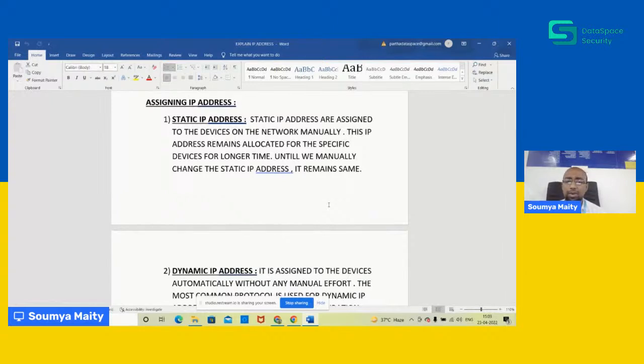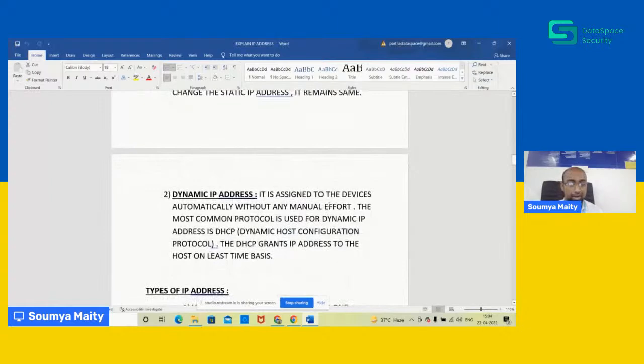Static IP addresses are assigned to devices on the network manually. So we can manually set the IP address in systems. These IP addresses remain allocated to the specific device for a longer time, until we manually change the static IP address. It remains the same. Next is dynamic IP address. It is assigned to devices automatically without any manual effort. The most common protocol used for dynamic IP addresses is DHCP, which stands for Dynamic Host Configuration Protocol. Through DHCP, IP addresses are granted to hosts on a lease-time basis.